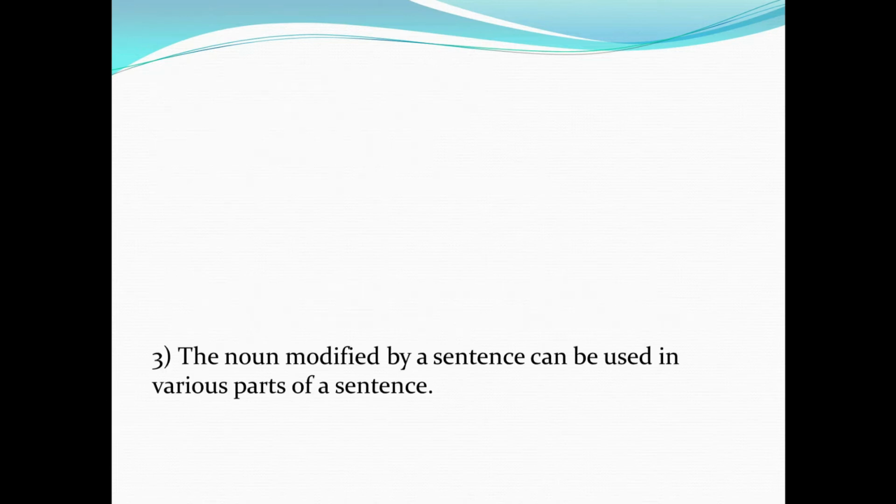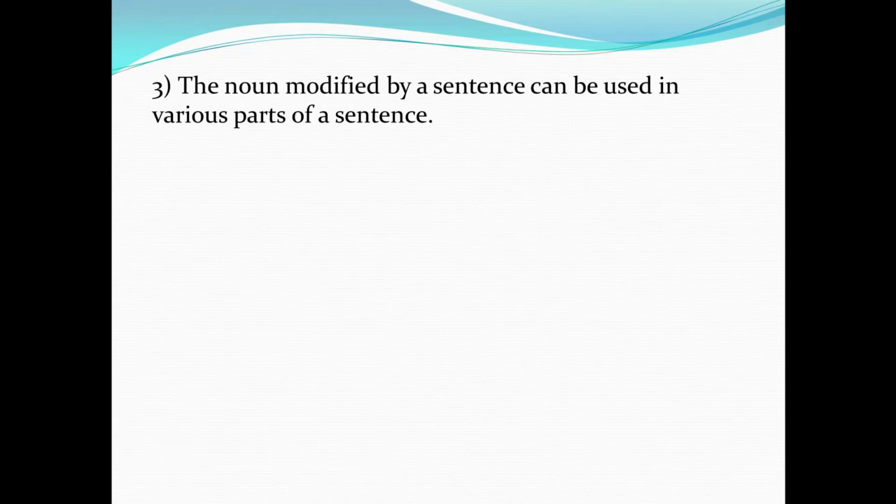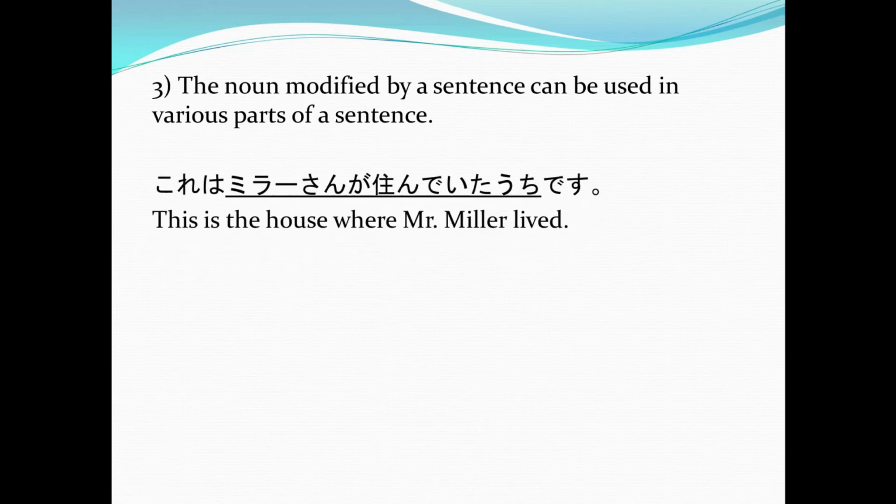Now, the noun modified by a sentence can be used in various parts of a sentence. It could be at the beginning of a sentence. Example, これはミラさんが住んでいた家です. Or this is the house where Mr. Miller lived. In this part, the underlined part of the sentence is the noun modifier, and the これは is the noun being modified by the noun modifier. Or in English, this is the noun, and then the house where Mr. Miller lived is the noun modifier.